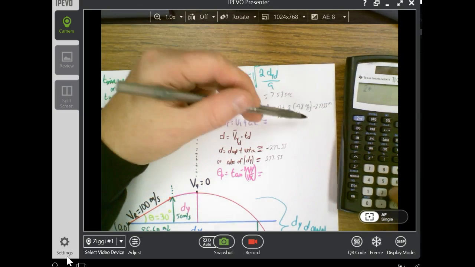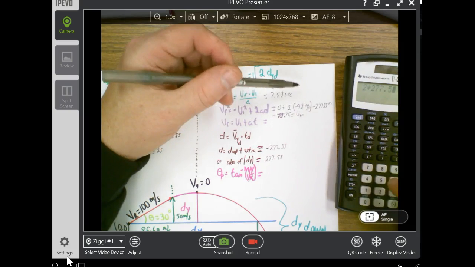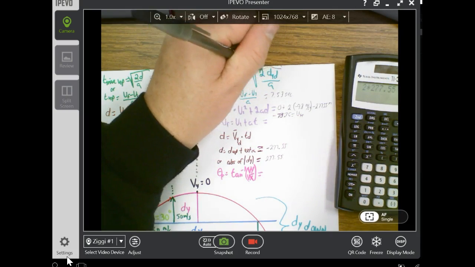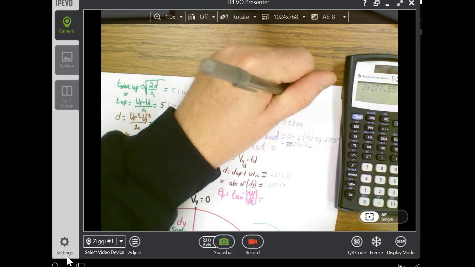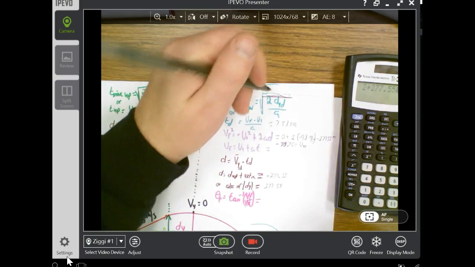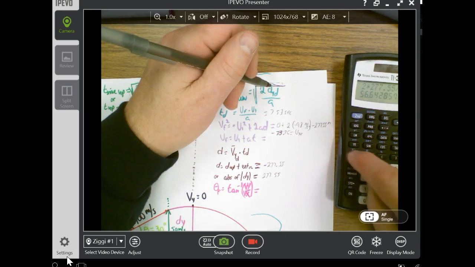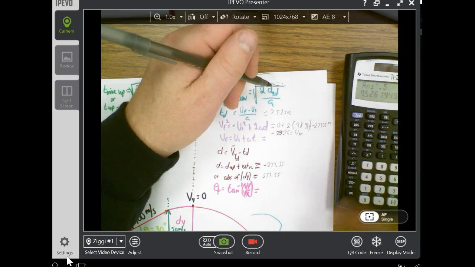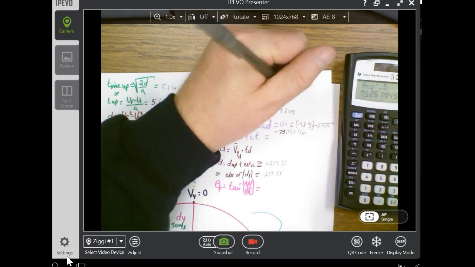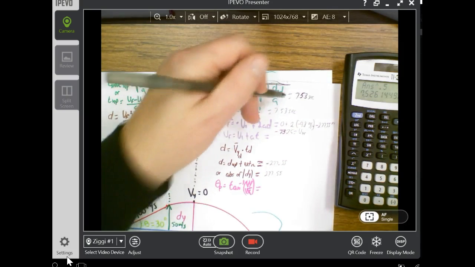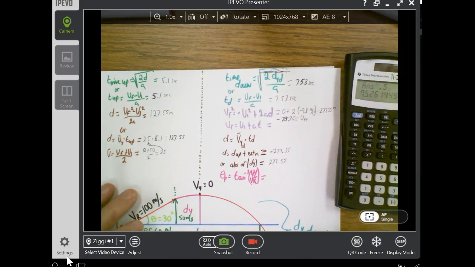2 times 277.55. Yes, I've lost the minus sign because I'm dealing with the radical here where I have my square root. Remember, this is a square root. Divide by 9.8. Take the square root. And you get, once again, 7.526, which we're going to call 7.53 seconds. So once again, I've gotten the time two different ways depending on how I wanted to do it.